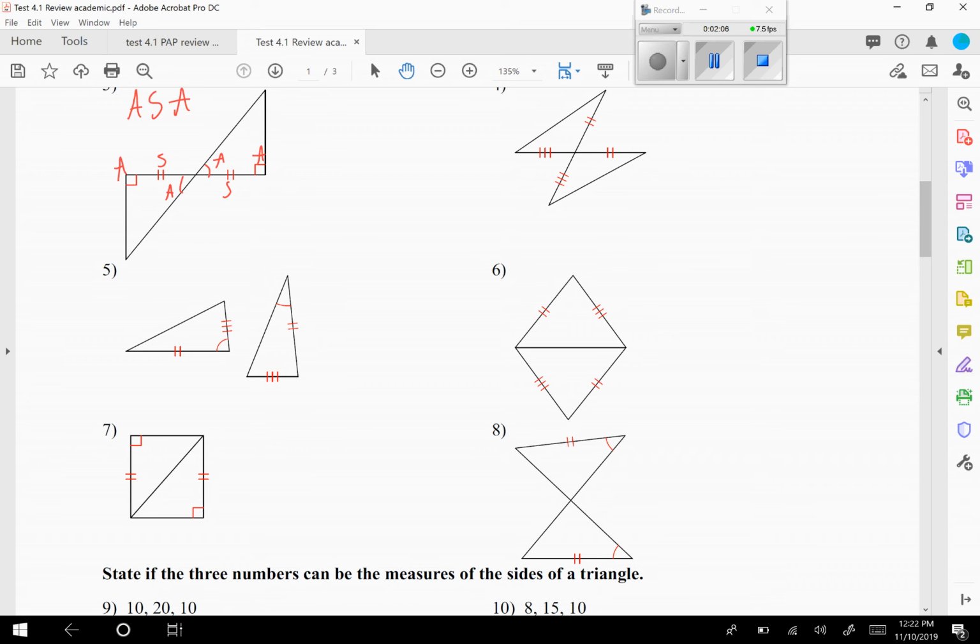Okay, number 5. This one looks like it would be side, angle, side, but you've got to come over here and look. We have the two sides, but our angle is not in the same spot. So these are not congruent.